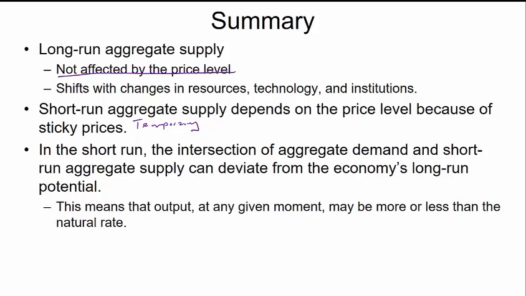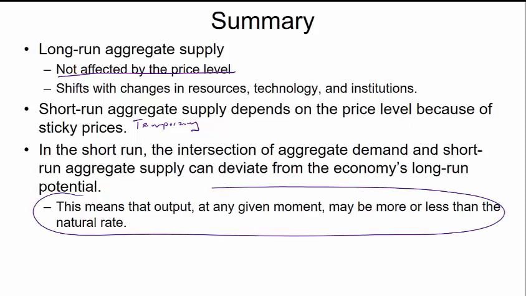So, in the short run, the intersection of AD and AS are what determine what the current output and price level is in the economy. So, that means at any given moment, output can be more or less than the natural rate. However, that's only on a short run basis, because in the long run, we will always end up at the clown punching bag on the long run aggregate supply curve.